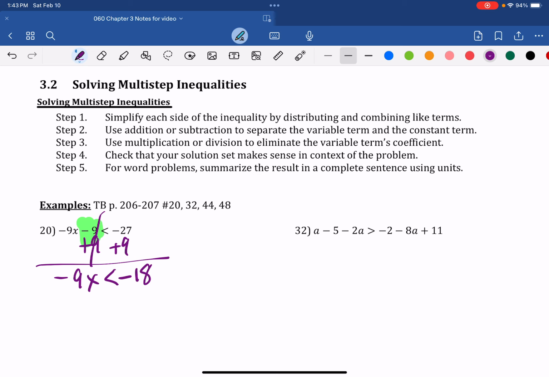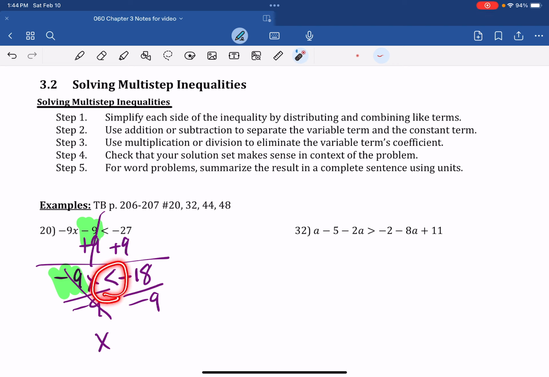And once we have that, we can move on to step 3, which is multiply or divide to eliminate our coefficient. Our coefficient is that negative 9. It's being multiplied to the x, so we're going to do the opposite. Our inverse operation is dividing. And with this being an inequality, since we are dividing by a negative number, we need to make sure that we reverse that sign in our answer.